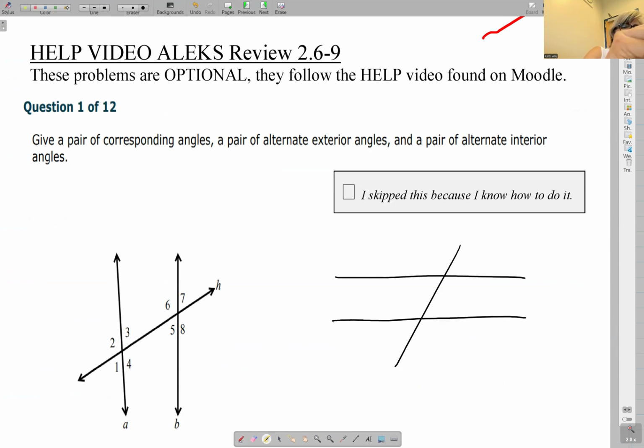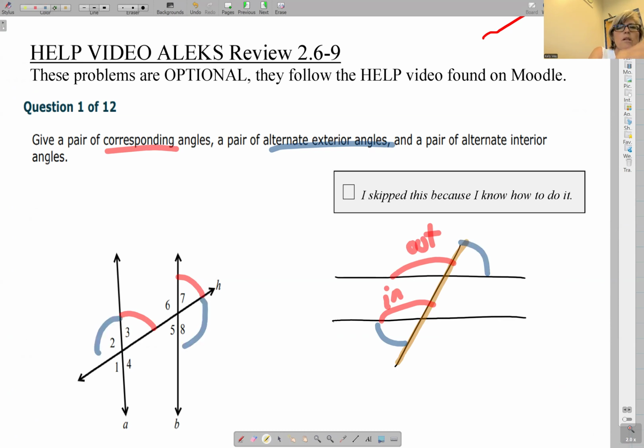When you have a transversal, corresponding angles would be one in, one out, same side. So an example here would be like 3 and 7. Alternate exterior angles are on opposite sides of the stir stick, outside the lines. So an example here would be 2 and 8. And alternate interior angles, also known as armpits of the Z, would be between the lines, opposite sides of the stir stick, and that would be like 4 and 6.